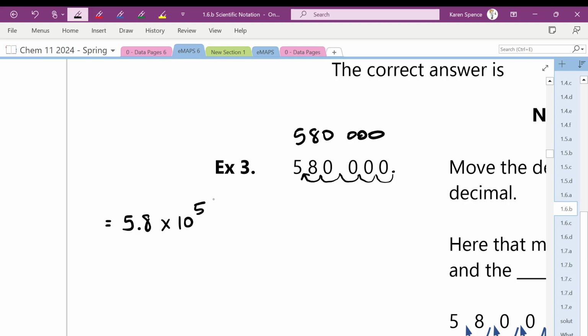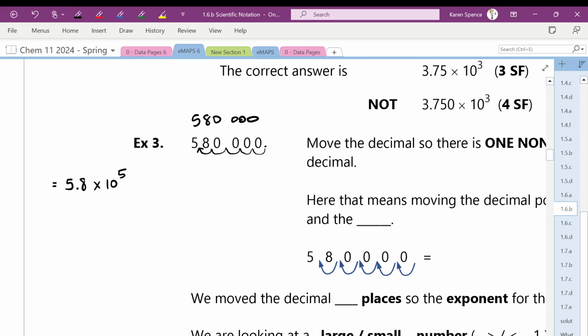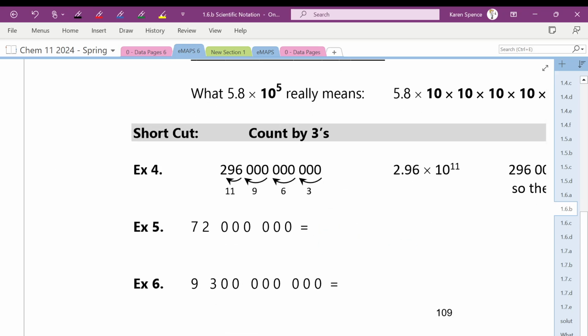Did you guys get 5.8 times 10 to the 5? Do you have a question? No, you got it. Okay, cool. If you didn't, please make sure that you either ask me right now or you can ask me later if you're a little bit shy about it. All right, and because it was a big number, greater than 1, our exponent is going to be positive.